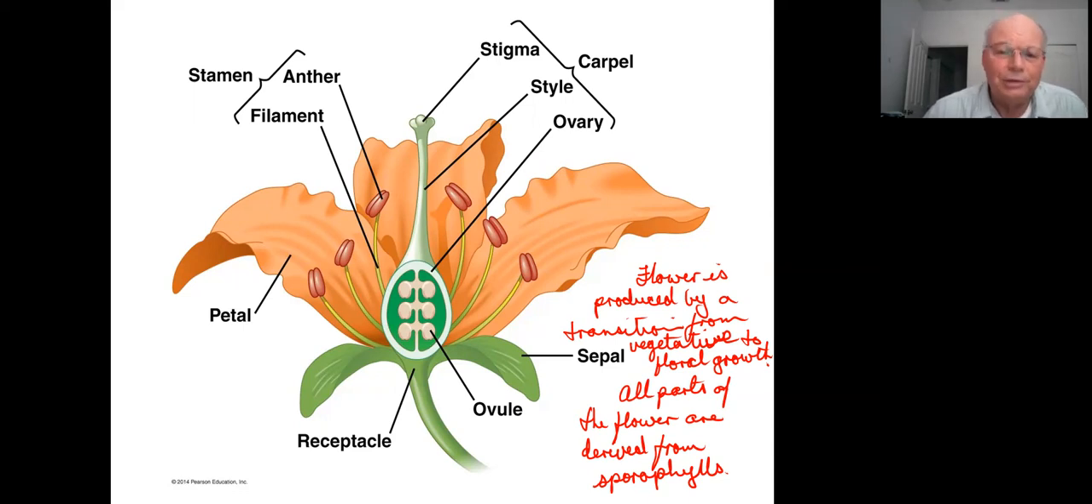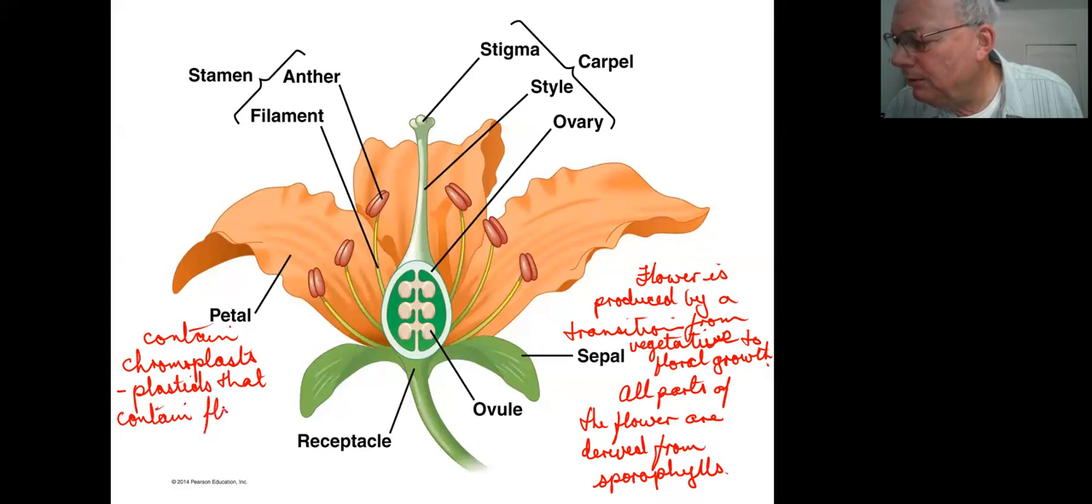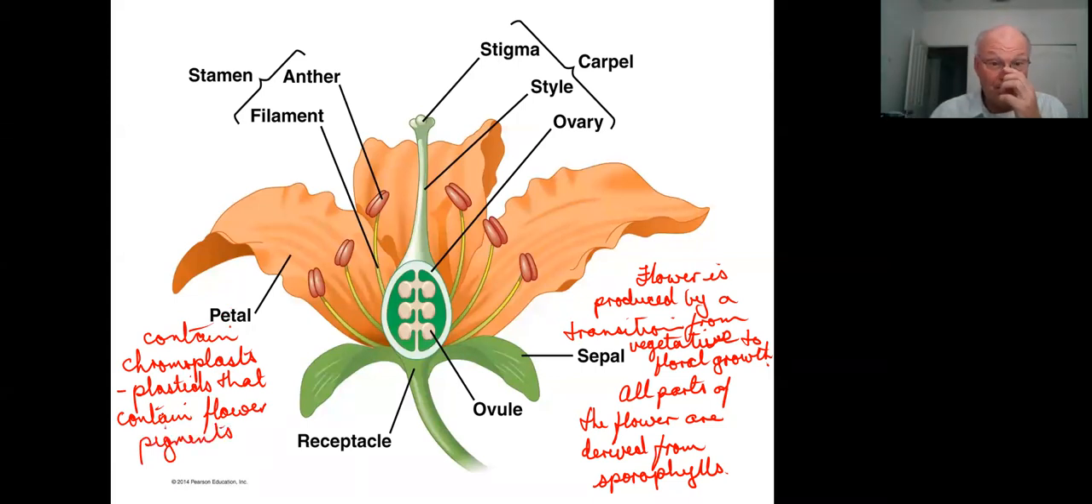Now, some of these structures do look like leaves. So the sepals look very leaf-like, the leaf-like structures that cover the flower bud. The petals look very leaf-like, and in fact, the petals contain chromoplasts. These are plastids that contain flower pigments. So these belong to the same family of organelles that chloroplasts belong to. But rather than being specialized for photosynthesis, they contain other pigments that give the flowers their characteristic colors.